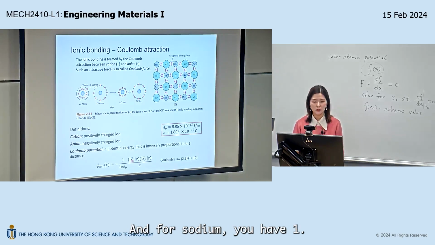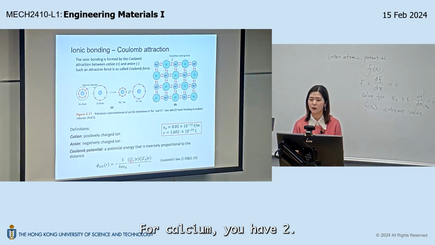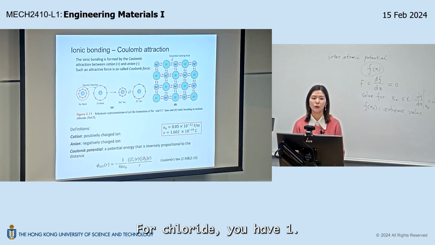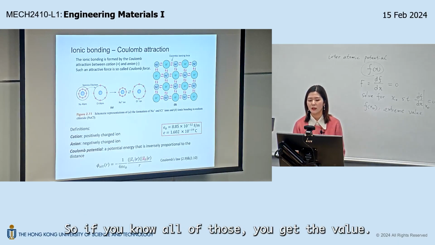And for sodium, you have 1. For calcium, you have 2. For aluminum, you have 3. And for this Z anion, again, for oxygen, you have 2. For chloride, you have 1, right? So if you know all of those, you get the value.